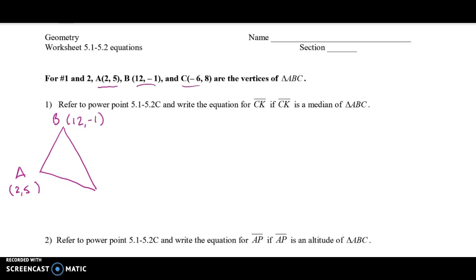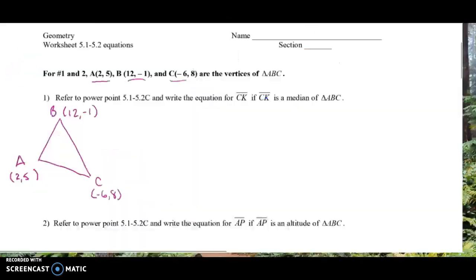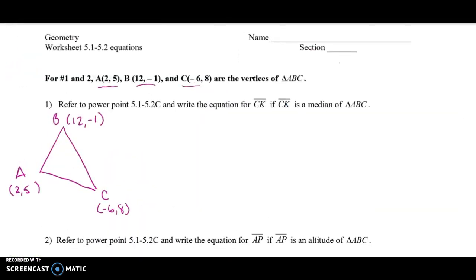So for this one, I'm going to draw a triangle ABC just so that I have my numbers out there and I've got them figured out, which one goes with what vertex. You can decide, it doesn't have to be to scale, you just label the triangle like I've done right here. So what we want to do is figure out the equation of CK if CK is a median of triangle ABC.